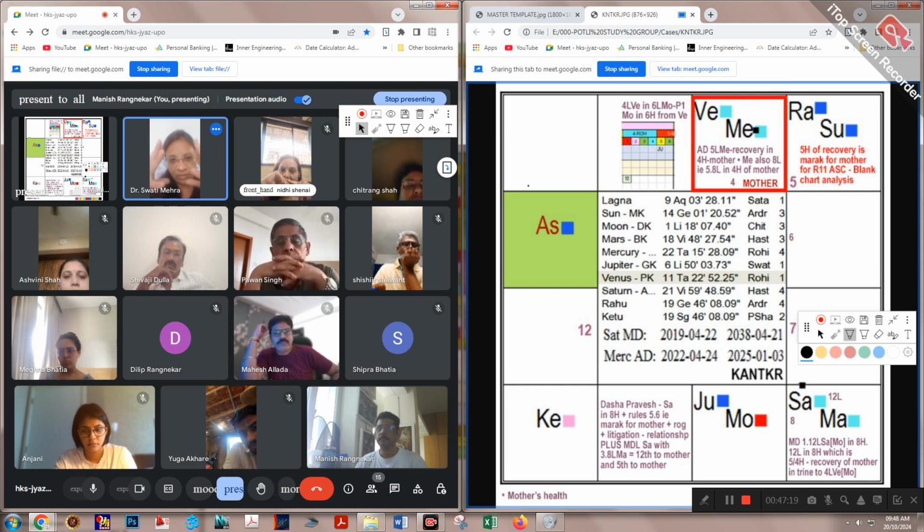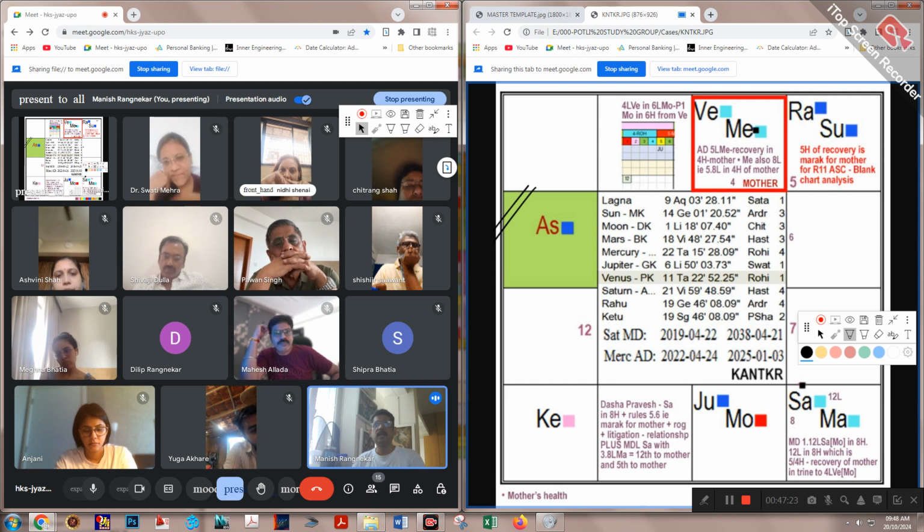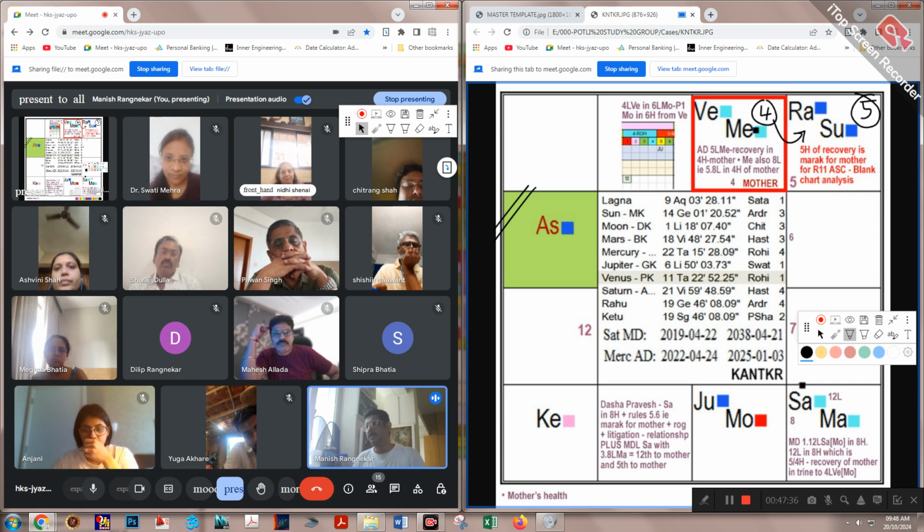All Lagna. Okay. Aquarius Lagna का ये fifth house हुआ. So for an Aquarius born person like this girl, this is the house of recovery. This is the house of mother for her. This is the mother's second, which is her marak. So the recovery house is actually the marak for the mother.